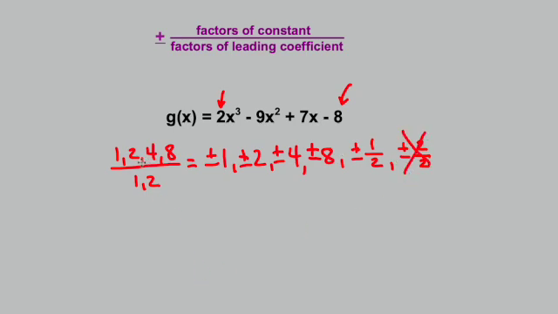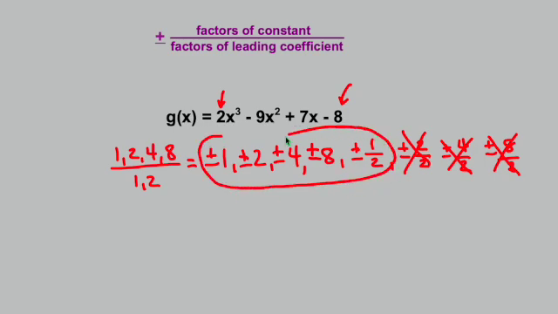We can also have plus or minus 4 over 2. So I'm going to write plus or minus 4 over 2. Well, that's also going to be equivalent to 2. We already have that, so I'm going to cross that off as well. And then we also have plus or minus 8 over 2. And that is going to be equal to plus or minus 4, and we already have that over here, so I can cross that off too. So therefore, these right here are going to be our possible rational roots that we can now use to search to find all the roots and the factors as well.